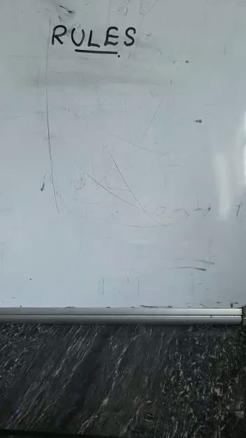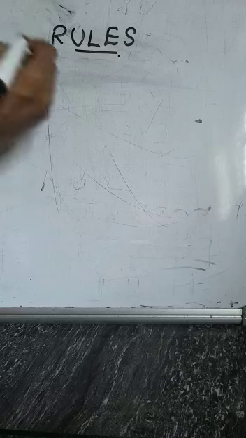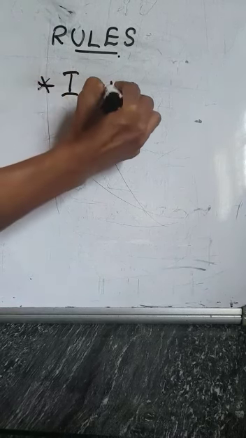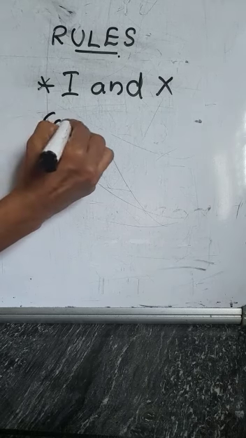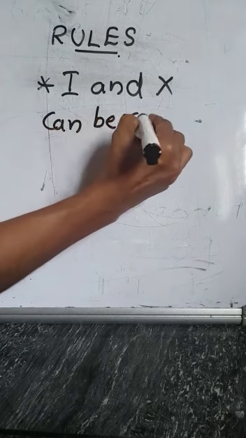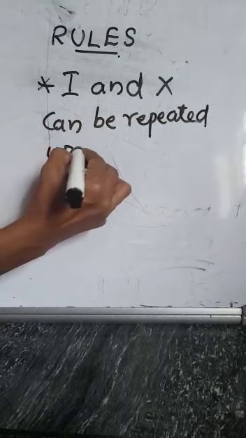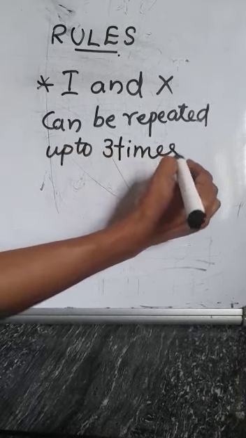Children, there are some rules for writing Roman numerals. The symbols I and X can be repeated up to 3 times. Only up to 3 times in a number.